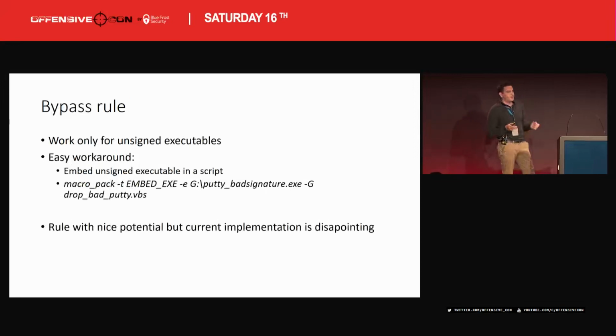One easy workaround is to embed the executable inside VBS, for example. You can do that with a single MacroPack command line. And when you play this command line, it will just extract the exec, put it on the file system, and run it. And this is not blocked by ASR. So pretty easy to bypass again. I think this rule has nice potential, but the implementation is pretty much disappointing.